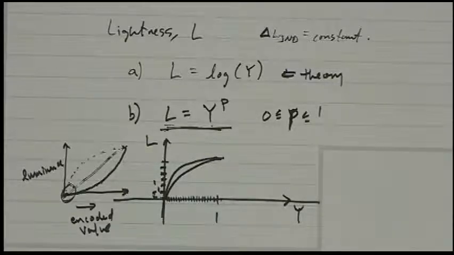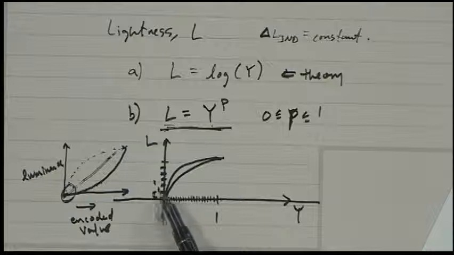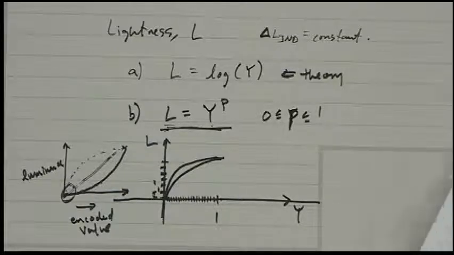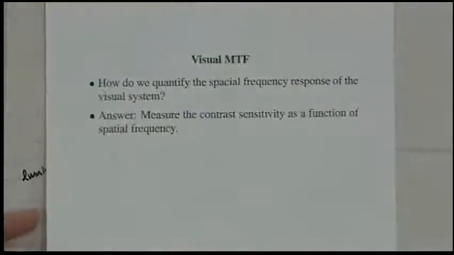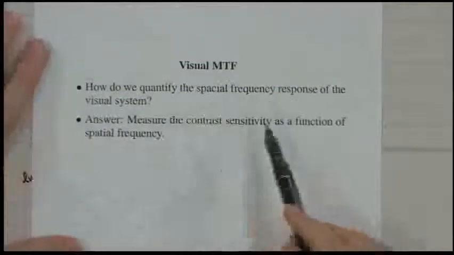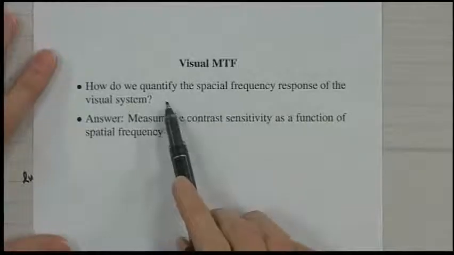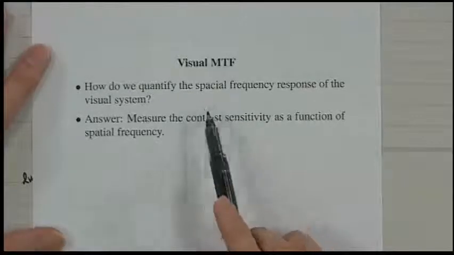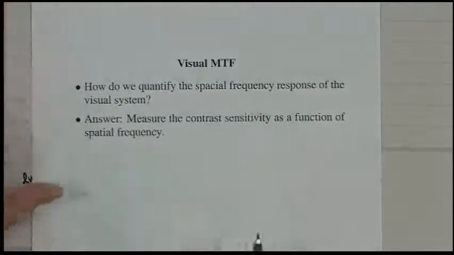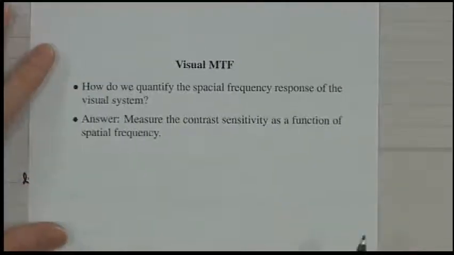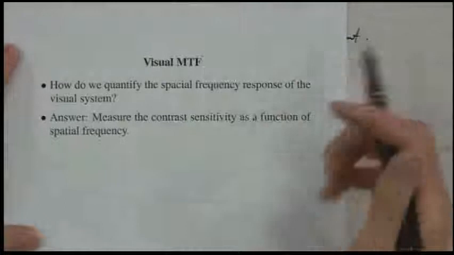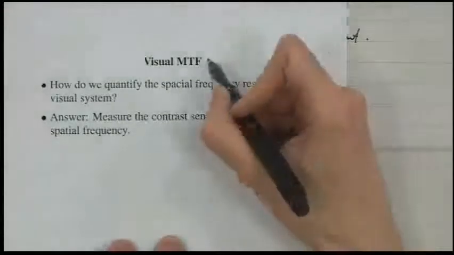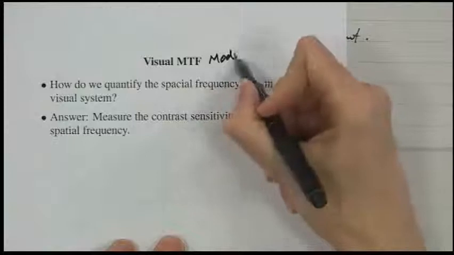Okay, so what we've been covering up to this point is how the human visual system can perceive differences in luminance. And so what we're going to talk about now is how the human visual system responds to changes in luminance as a function of space. Right now we've only been talking about changes in the brightness value, but we haven't been talking about any spatial characteristics. And so the common characterization of that is this thing called the MTF, which stands for modulation transfer function.